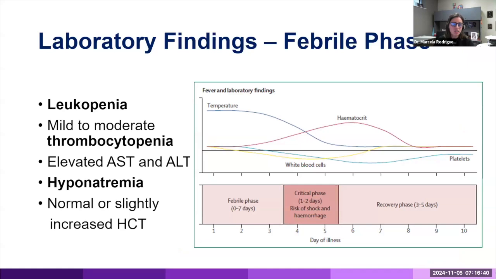So the febrile phase is characterized by some lab findings. The patient would show leukopenia and mild to moderate thrombocytopenia. They can have elevated liver enzymes such as AST and ALT. They will have hyponatremia, and they can have a normal or slightly increased hematocrit.